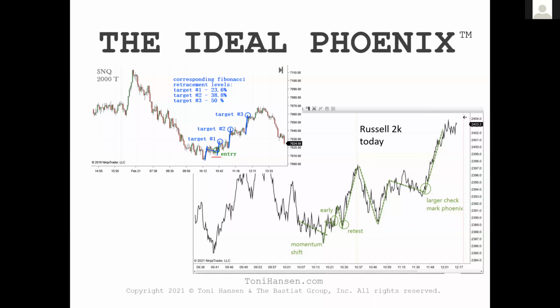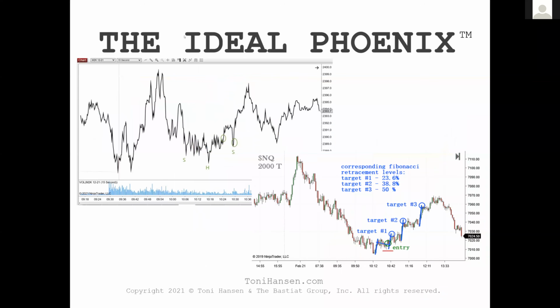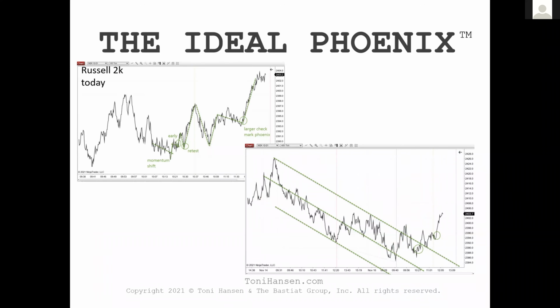Let me show that to you right now. Well, here's the smaller head and shoulders in there. And then here is the larger time frame. So this is really what I was using to go off of. And the Phoenix that is forming is right in here.